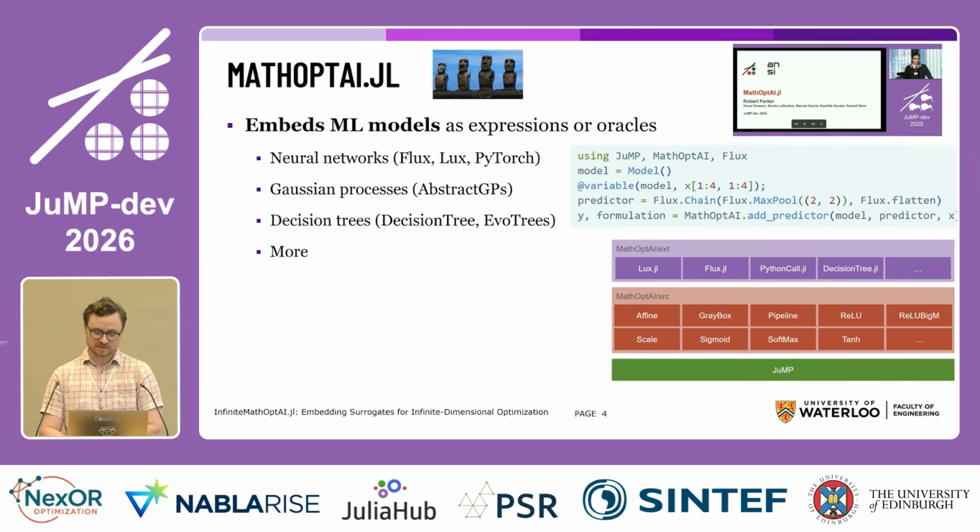Okay, the syntax is pretty nice. You just take your machine learning model and use this add_predictor method to add it right in there. It does all the conversion for you, and even gives you back the formulation if you want to interrogate what variables and constraints it created.